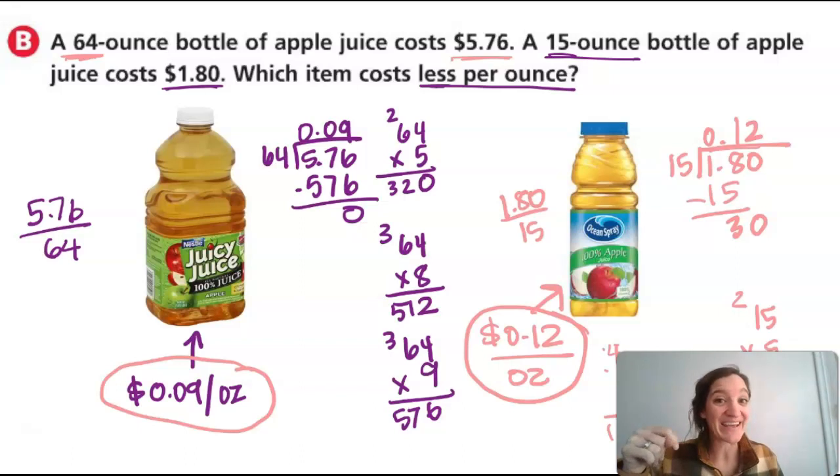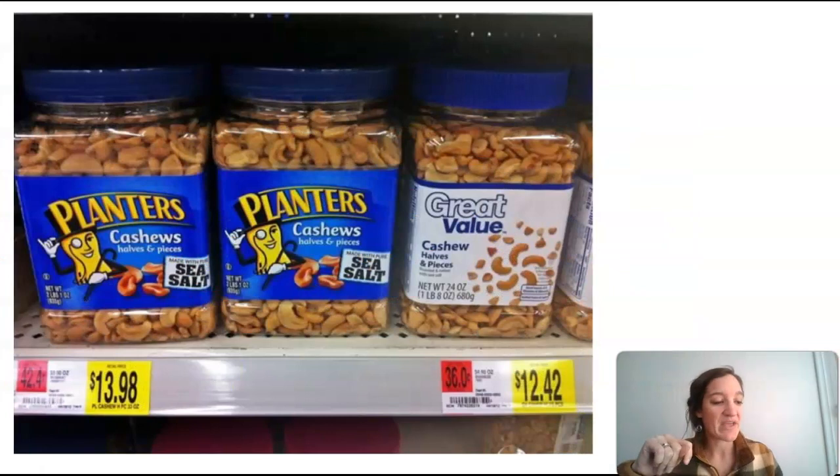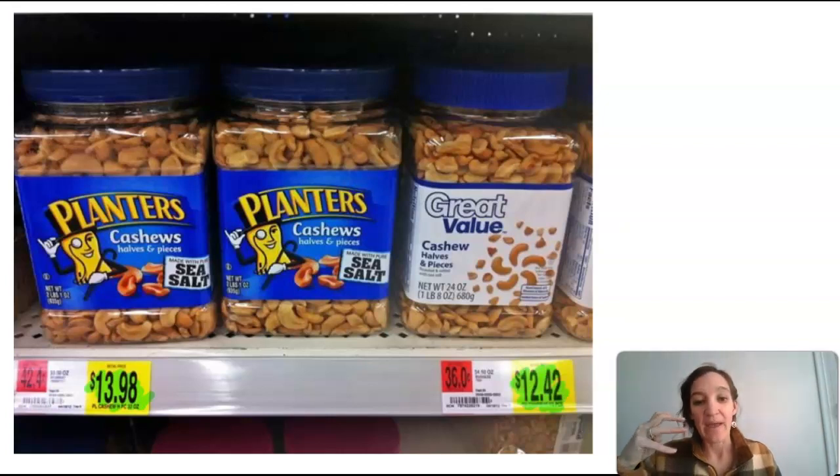Luckily for me now, when I'm shopping at Walmart or if I'm doing my online order, it will actually tell me the unit price. Let me give you an example. You're going to see this all over the place now. Here are the price tags for nuts at Walmart. The Planters one is $13.98. The Great Value, the Walmart brand, is $12.42. But what they've done is these sizes are different, so you can't really compare the sizes because one's bigger than the other.